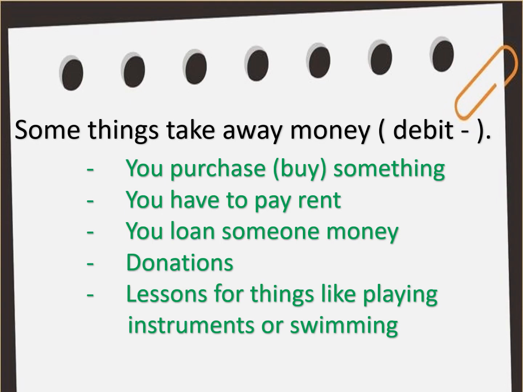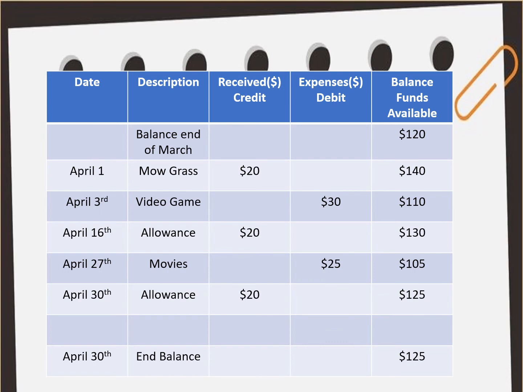Maybe you're interested in taking some kind of instrument lessons. You take private piano lessons or private swimming lessons. That money also comes out of your account. It takes money away. Okay, so some things give us money when you sell things, find money, and some things take away money when you buy something or give somebody some money. All right, so this is what a checkbook ledger would most likely look like. All right, when you're keeping track of your money.